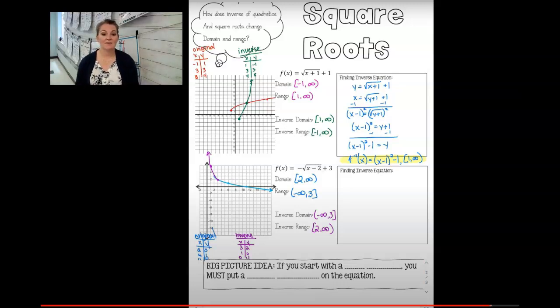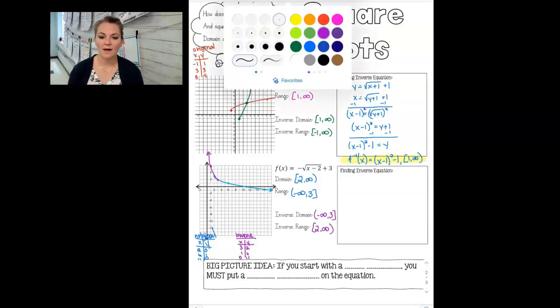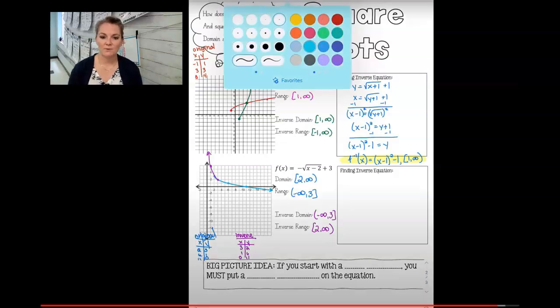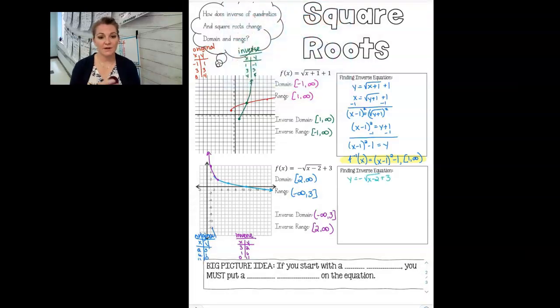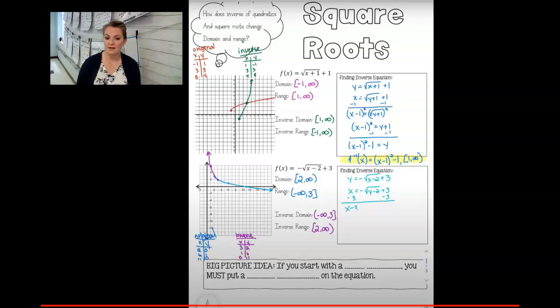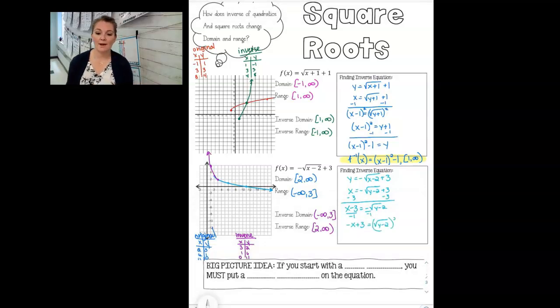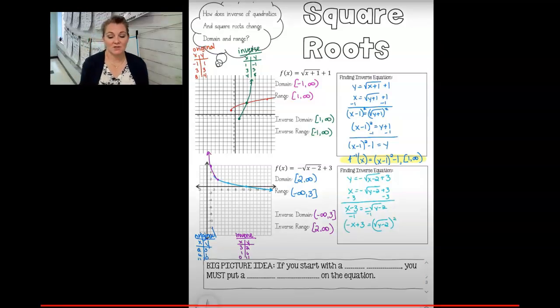Now let's find my inverse equation algebraically. So I'm going to rewrite it as y. So y equals negative square root of (x - 2) plus 3. Switch your x and your y. Then you have to ask yourself, what is farthest away from the y? The thing farthest away from the y is that plus 3. So you're going to subtract 3 from both sides. So you get x - 3 is equal to the negative square root of (y - 2). Get rid of that negative, you divide by negative 1. So that is negative x, so you have -x + 3 is equal to the square root of (y - 2). Dividing by a negative is just going to change all your signs.